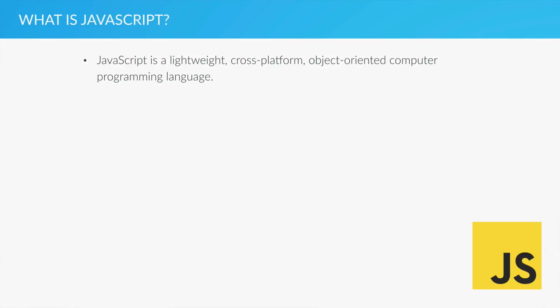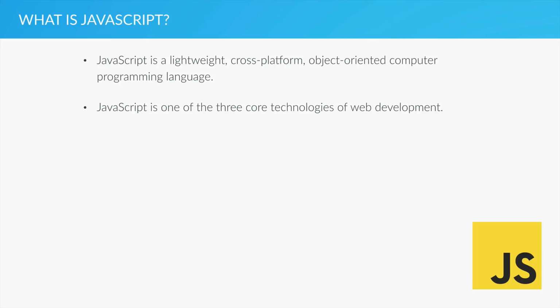So, JavaScript is a lightweight, cross-platform, object-oriented computer programming language. Now that sounds a bit fancy, right? But that's no problem, because it's really not. So lightweight just means that the language doesn't use much memory of the computer and that it has a relatively simple syntax and features. Cross-platform just means that the language can be used on multiple platforms and systems. And finally, object-oriented means that it's a language that's based on objects. And we will explore all of that throughout the course.